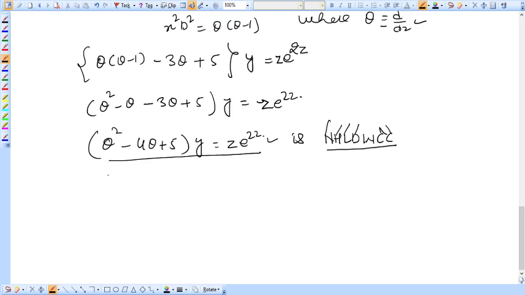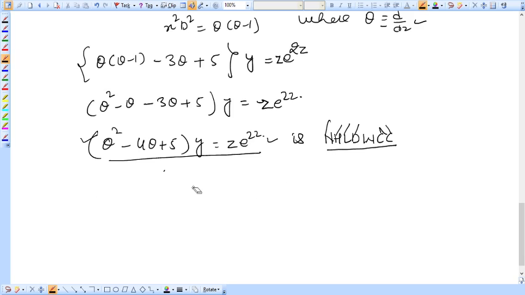So make the auxiliary equation. This is already in symbolic form. It can also be written in this way: d square y by dz square minus 4 dy by dz plus 5y equal to z. So x has disappeared from this. This is the symbolic form, this is the equation.